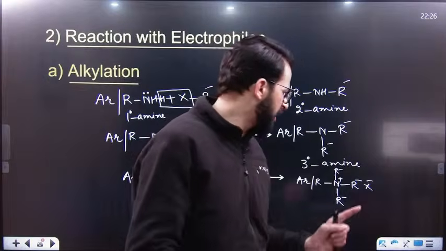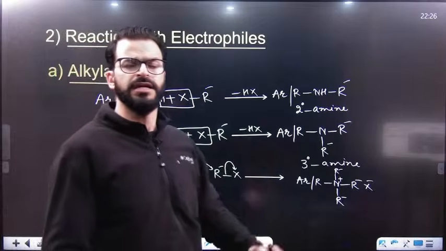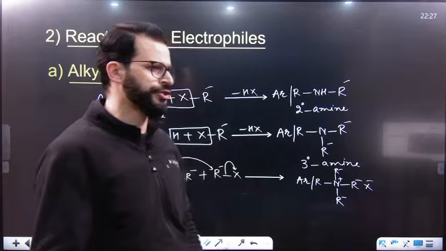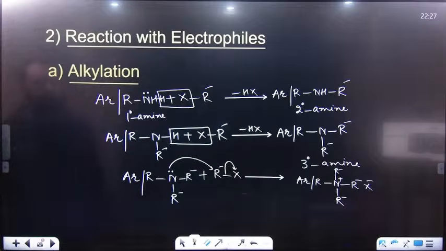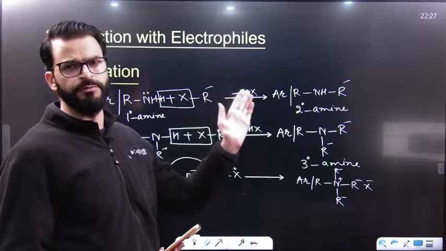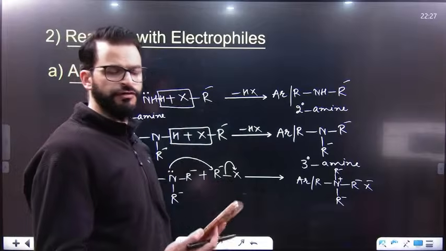Now depending upon the alkyl group in the alkyl halide, we can call it exhaustive methylation, exhaustive ethylation, and so on and so forth. So this is the reaction we call alkylation of amine. What is meant by alkylation of amine? You have to replace the hydrogen of the amine by an alkyl group.